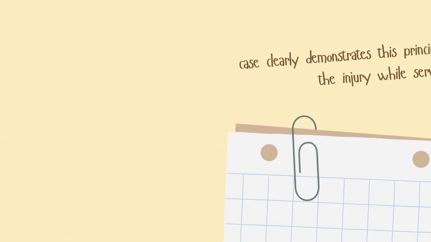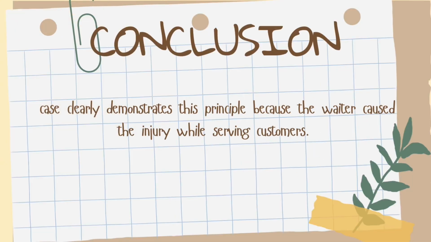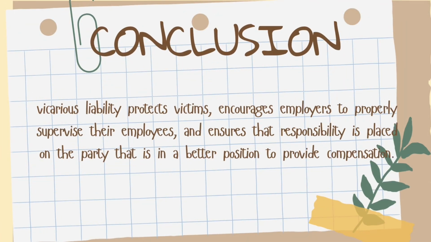The AB Search restaurant case clearly demonstrates this principle because the waiter caused the injury while serving customers. Therefore, the employer was required to compensate the victim. Overall, vicarious liability protects victims, encourages employers to properly supervise their employees, and ensures that responsibility is placed on the party that is in a better position to provide compensation.